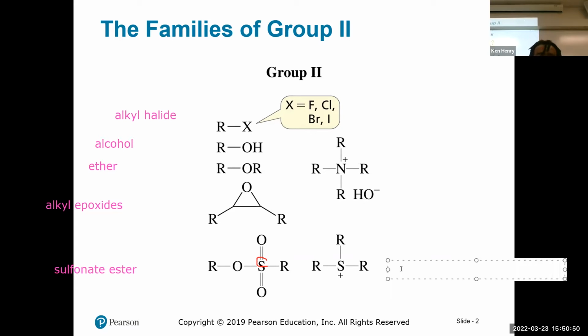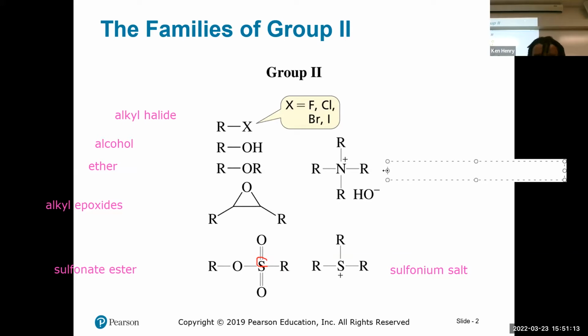This guy here is going to be called sulfonium salt. So this guy is going to be called a quaternary, that might be spelled, ammonium. And then hydroxide.